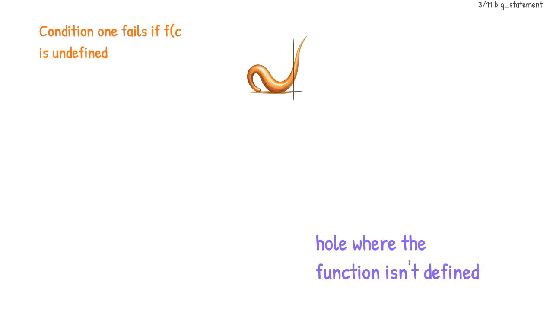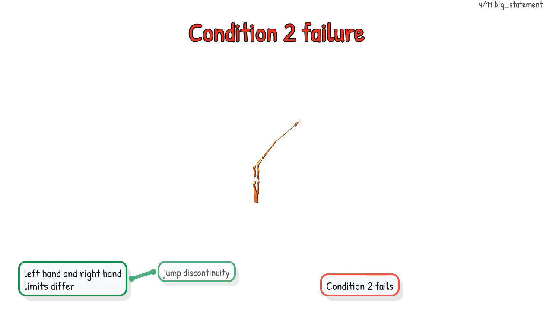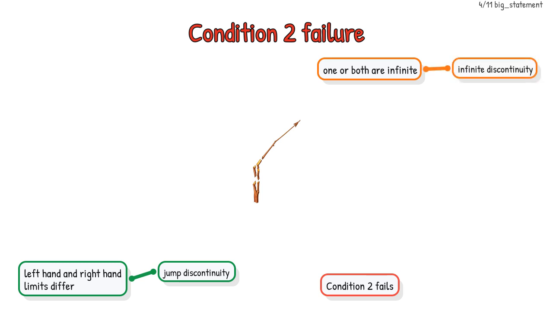Breaking down the conditions, condition 1 fails if f(c) is undefined, for example, if there is a hole where the function isn't defined, or a vertical asymptote. Then continuity fails immediately. Condition 2 fails if the left-hand and right-hand limits differ, which is a jump discontinuity, or if one or both are infinite, which is an infinite discontinuity. Then the overall limit doesn't exist and continuity fails.